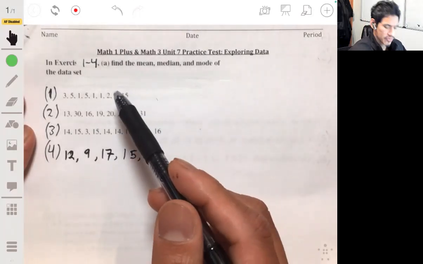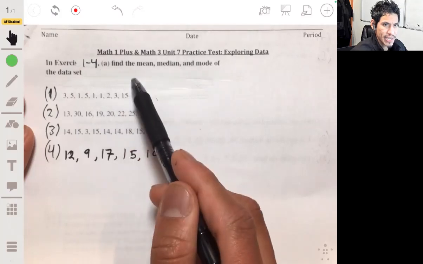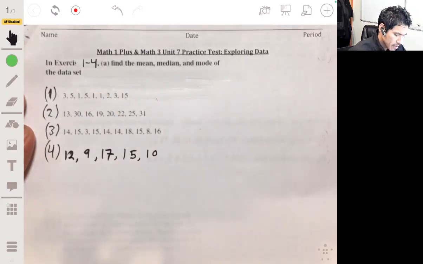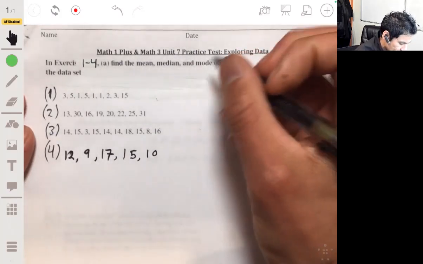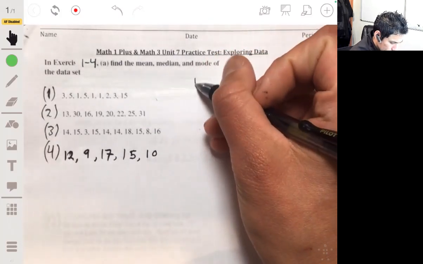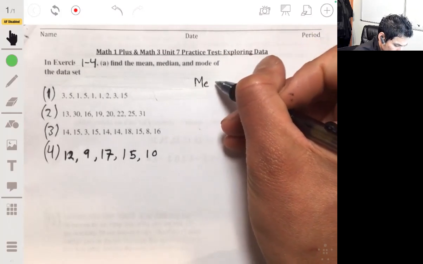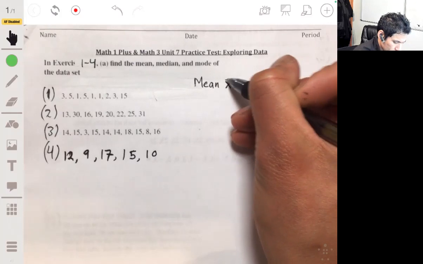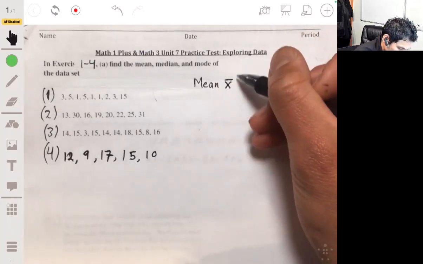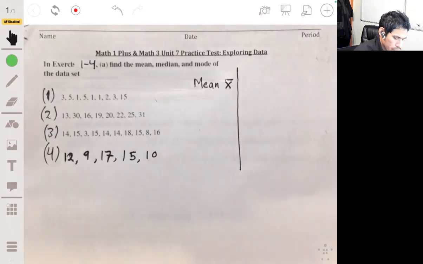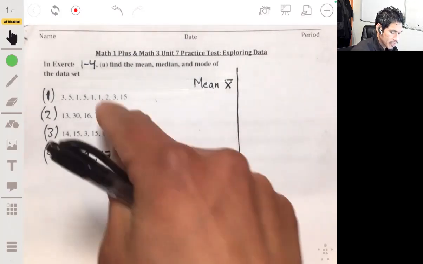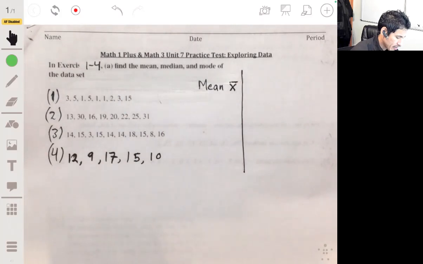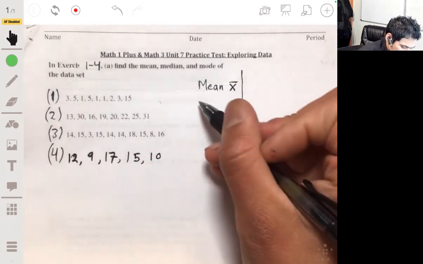All right, so for these first four problems, we're going to find the mean, median, and mode of each of these. So let's first focus on the mean. The mean, also represented as x bar, an x with a bar or a line on top. For the mean, we just find the sum of the set, add them all up, and divide by the total amount. So actually, let's do this.